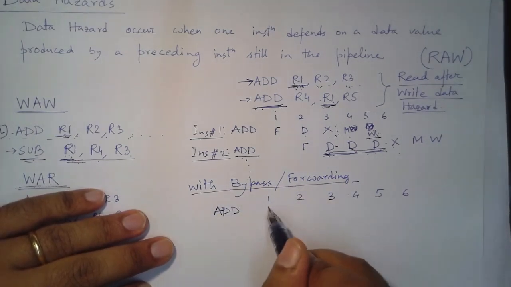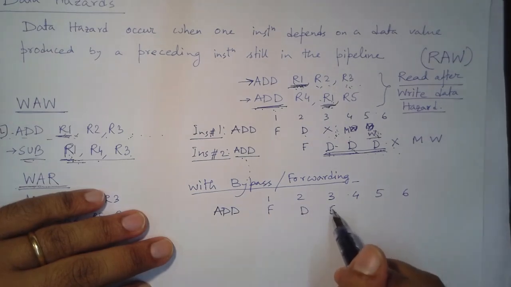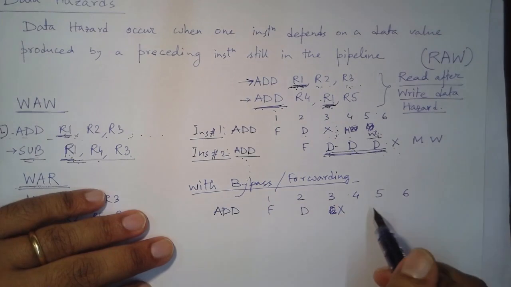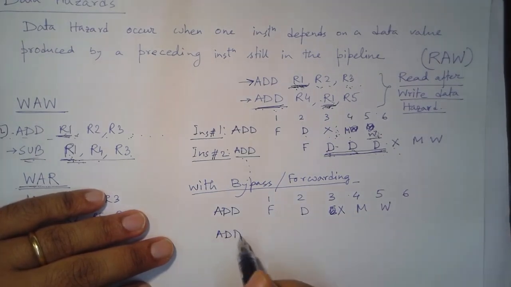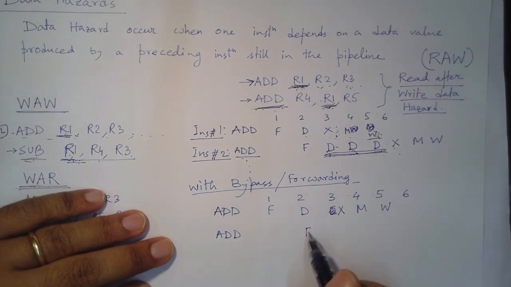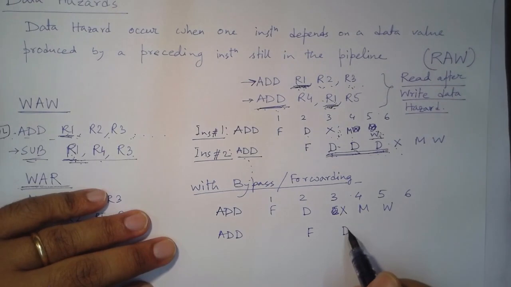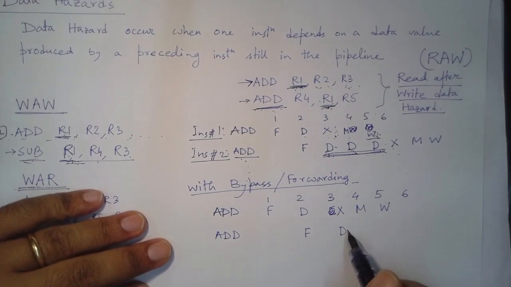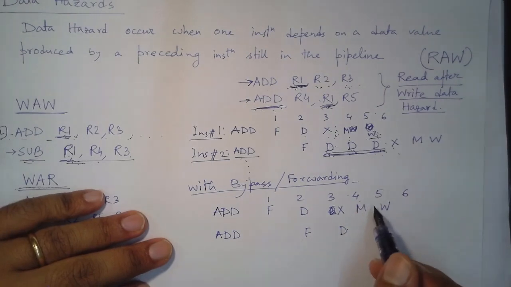So, it will be fetch, decode, execute, memory and write back. The next instruction will be fetched, decoded. Now, you see that after the instruction is decoded, in cycle number 4 the value of R1 is updated.